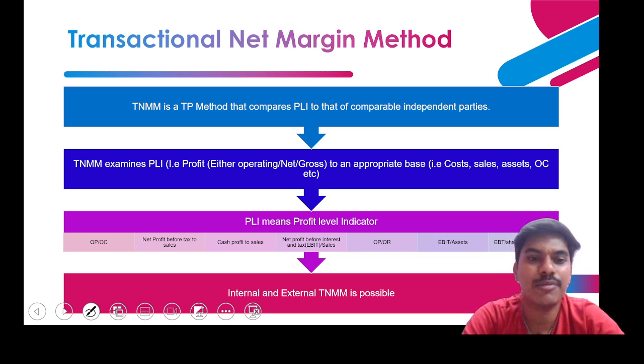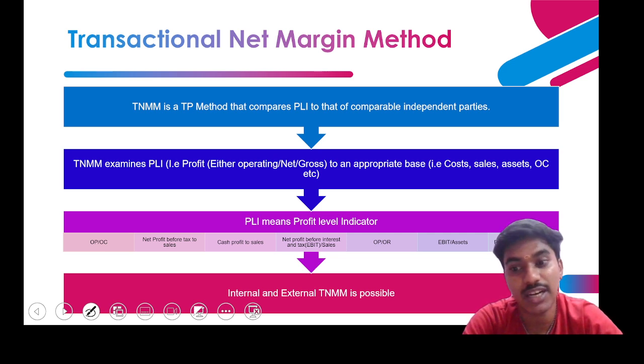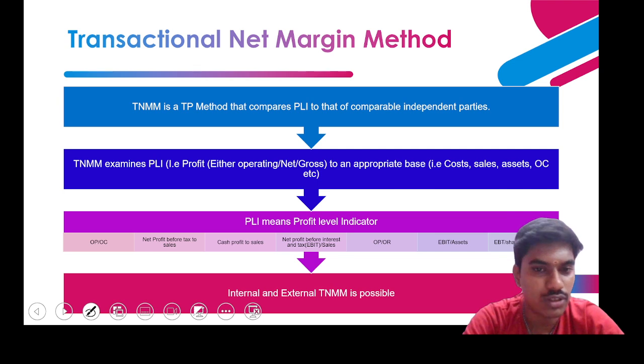In TNMM, in most cases the PLI is operating profit divided by operating cost, OP by OC. This is widely used in the industry. There are also other profit level indicators such as net profit before tax to sales, cash profit to sales, EBIT by sales, operating profit divided by operating revenue, earnings before interest and tax divided by assets, EBT divided by shareholders' funds. What should be used, sir?